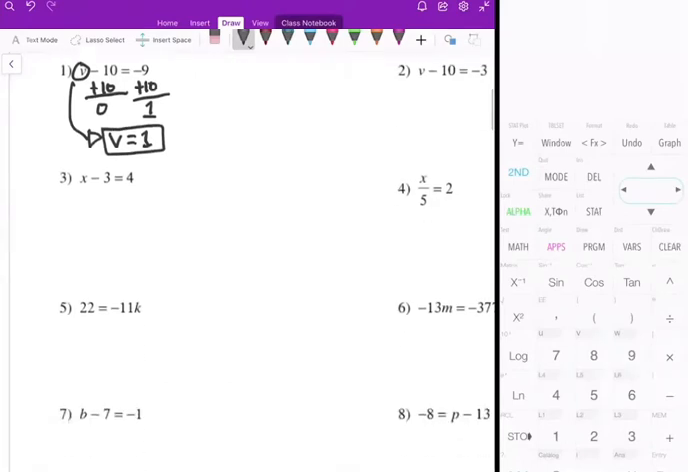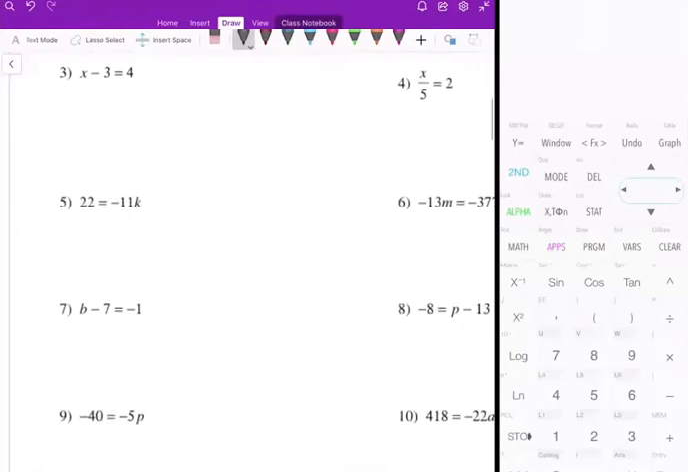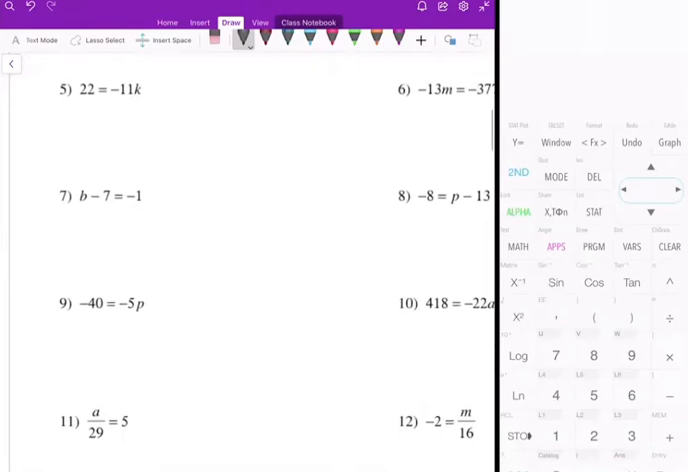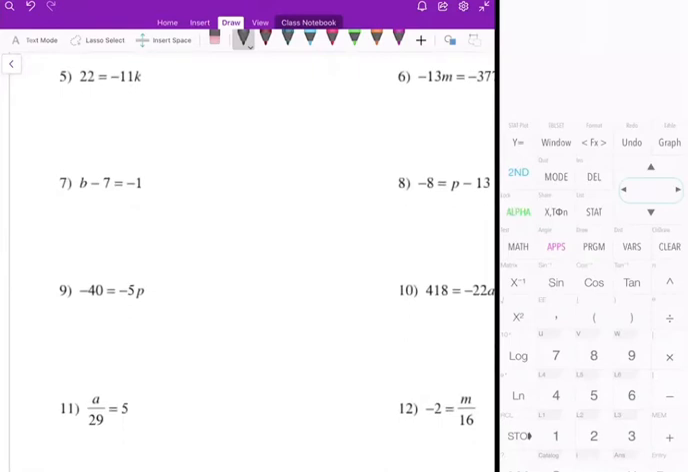Now let's do 5. If I'm going too fast, that's all right, just pause. So 5, again, one-step equation. This is multiplication. The opposite of multiplication is division. So we divide by the same number we're trying to get rid of to both sides of the equation. So negative 11 divided by negative 11 is just 1. Bring down your variable, just k, equals 22 divided by 11 is just 2, but since it's negative 11, it'll be negative 2. Square your answer.